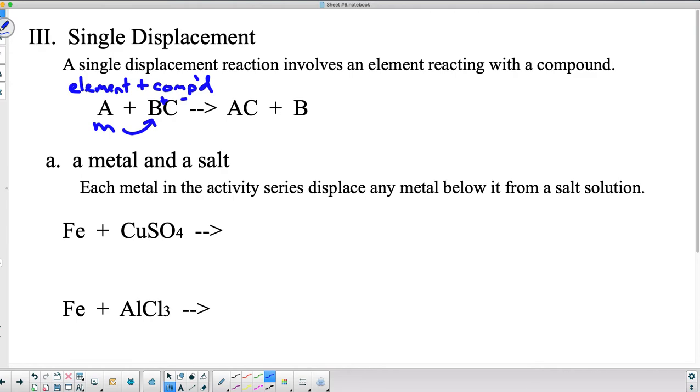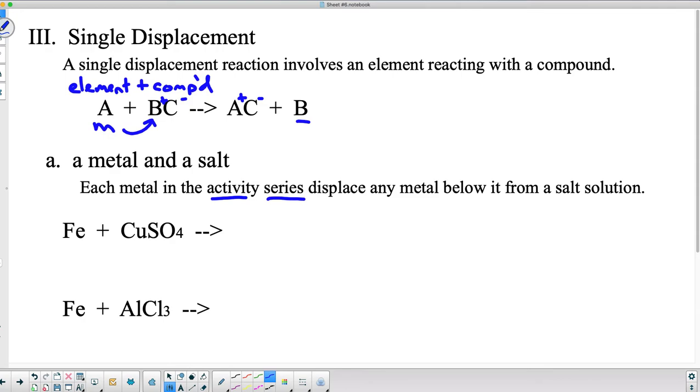Okay, so notice what happens on the other side. A kicks out B, so you have A positive, C negative, and then B's by itself. But this only happens in certain situations. Not all single displacement reactions work. It actually happens when, and we need the activity series for this, a more reactive metal kicks out the positive part, or the cation, of the compound.